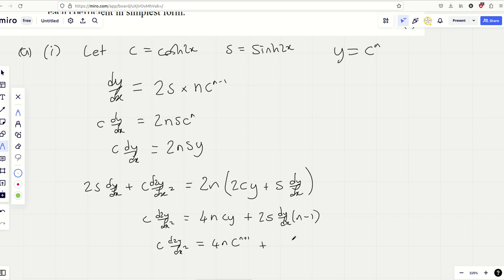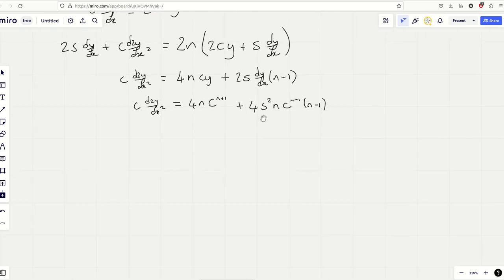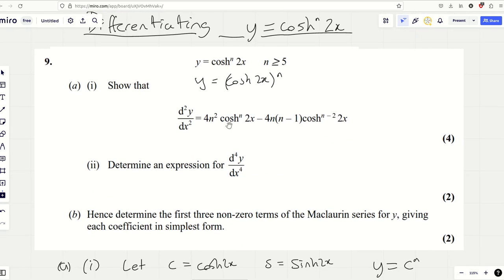And then over here, now I want to get rid of the dy by dx. Well, dy by dx is the same as 2ns c to the n minus 1. So if I replace this with 2ns c to the n minus 1, what am I going to have? Well, I'm going to have to times all of that by 2s, so that's going to give me 4s squared n c to the n minus 1, times by n minus 1, yeah?